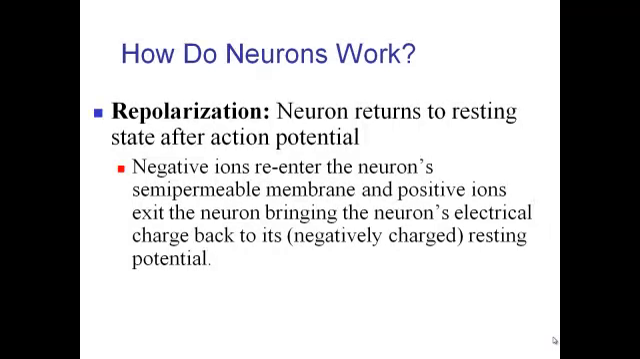And this restoration of the neuron back to its resting potential, back to its resting state, is called repolarization. So after the action potential has occurred, the potassium ions are pushed out. You're now increasing the negative charge inside the cell, and the neuron is back at rest. So that's basically how the process works.